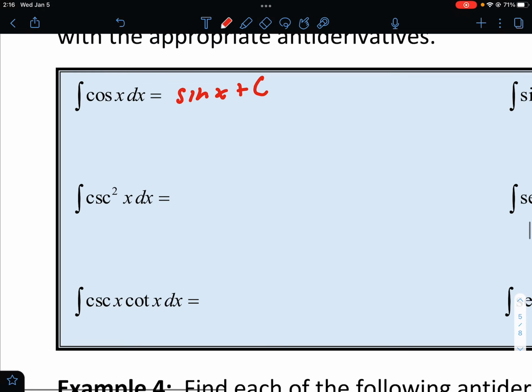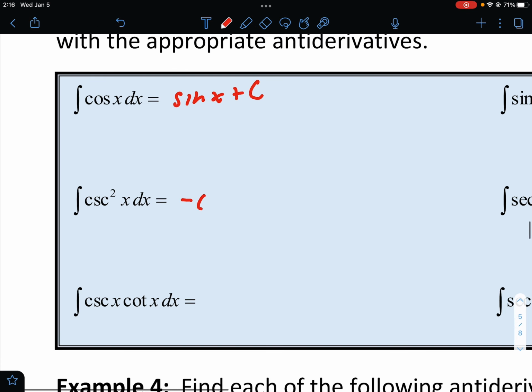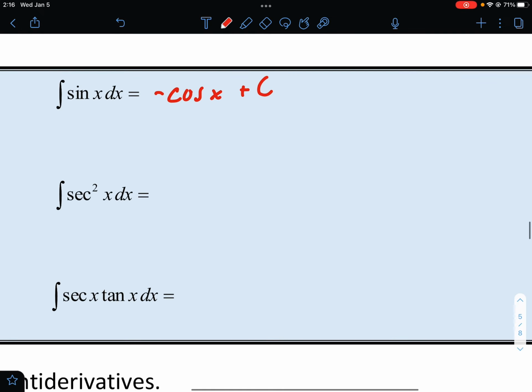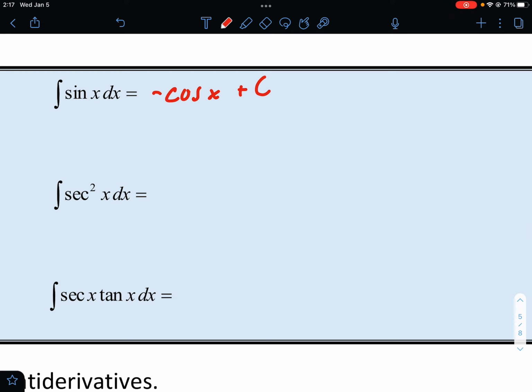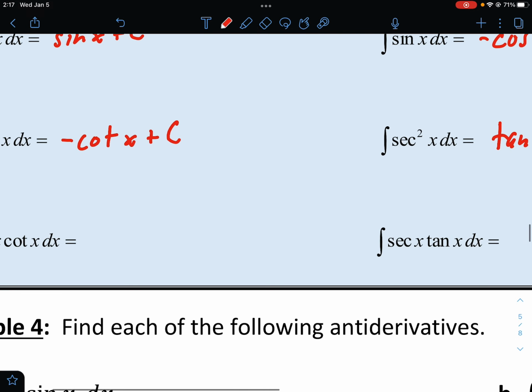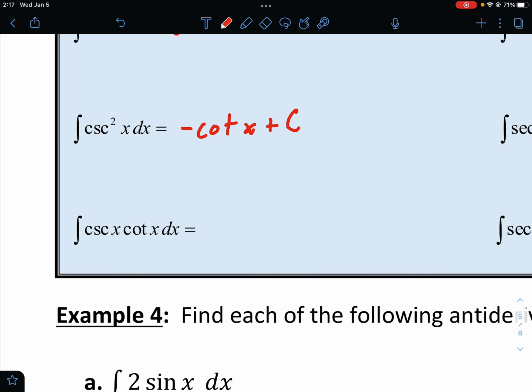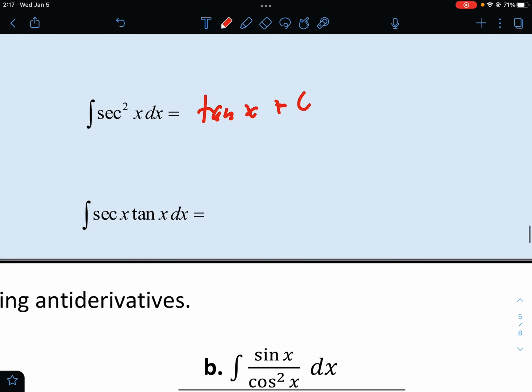Some other rules that we hopefully know. What function has a derivative that is cosecant squared? That would be negative cotangent. What function has a derivative that's secant squared? That would be tangent. What function has a derivative that's cosecant cotangent? That's negative cosecant. And what function has a derivative that's secant tangent? That would be secant. Hopefully you remember those derivative rules from first semester.